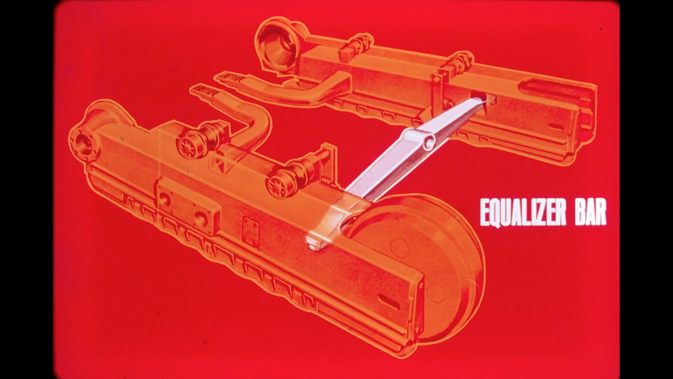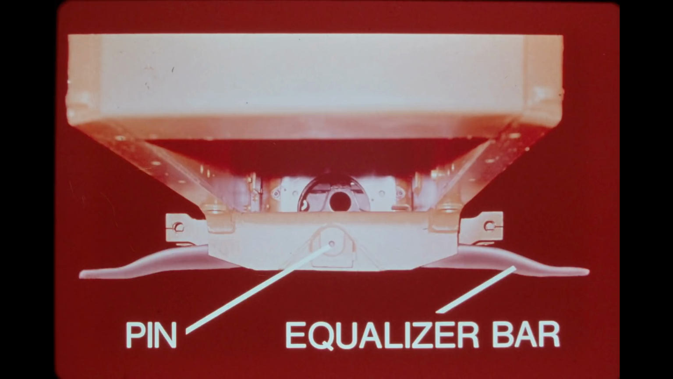The equalizer bar is the front oscillating support, which secures the front frame of the tractor to the undercarriage. A pivot pin mounted in a bushing at the center of the bar secures the equalizer bar to a bracket on the bottom of the front frame.